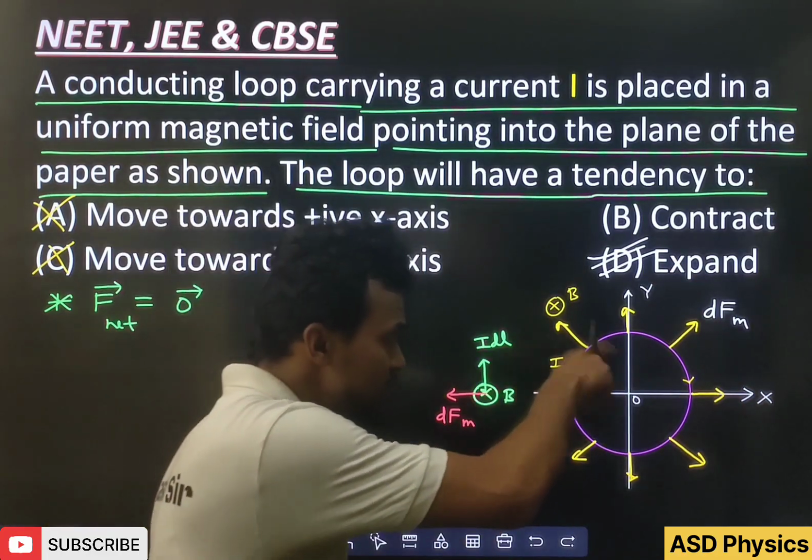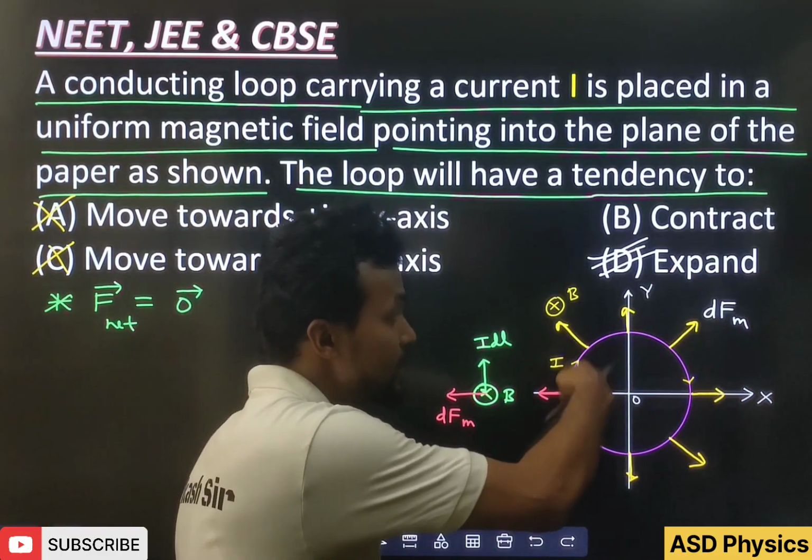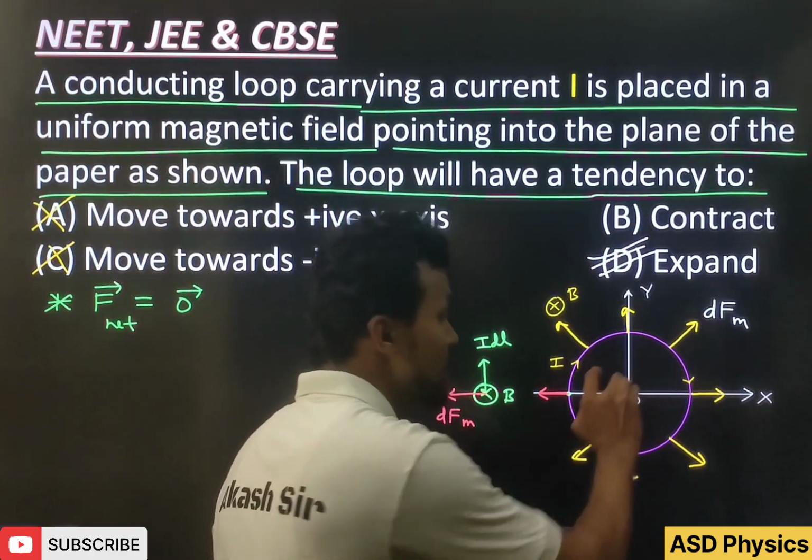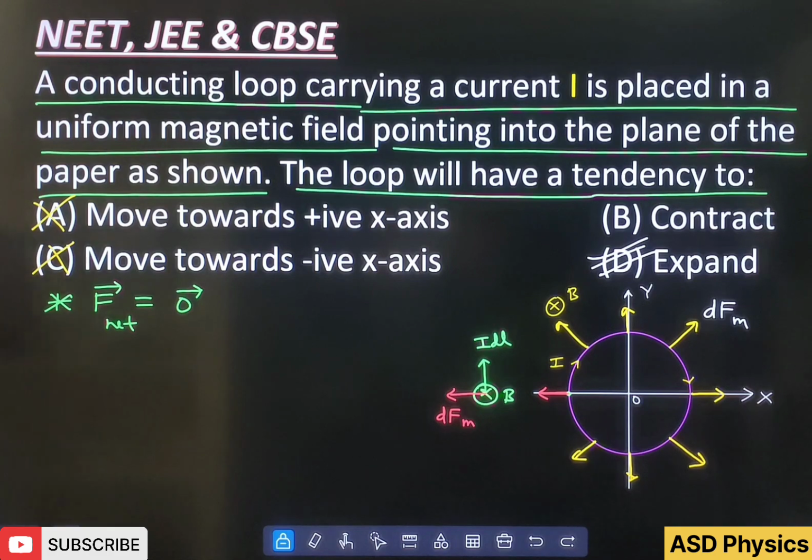If in case they reverse the current direction, instead of clockwise they made it anti-clockwise, then it will contract. Why? Because all the forces will act inward here. Okay, remember that, very very important.